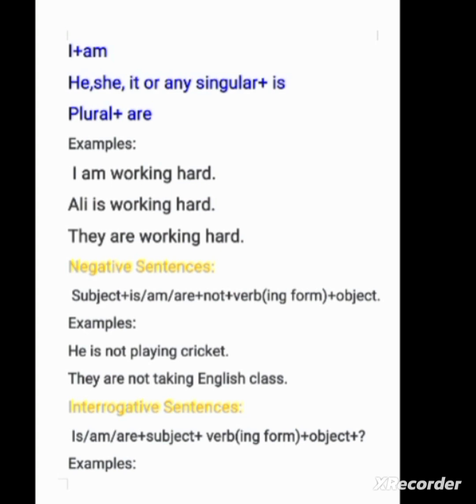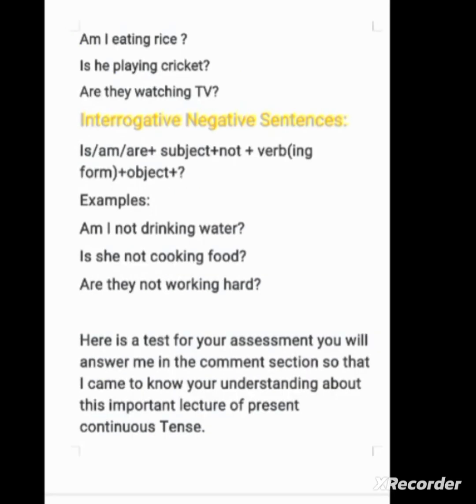Then what will be the structure for interrogative sentences? It's very simple. As I already told you, whenever there are interrogative sentences, the only thing we have to do is put the helping verb at the start of the sentence. So is, am, are will be at the start, plus subject plus ing form plus object plus question mark. Have a look at the examples. Am I eating rice? Is he playing cricket? Are they watching TV? These are examples of interrogative sentences.